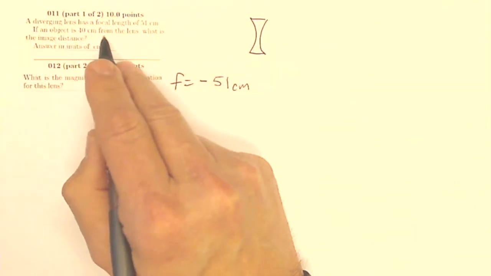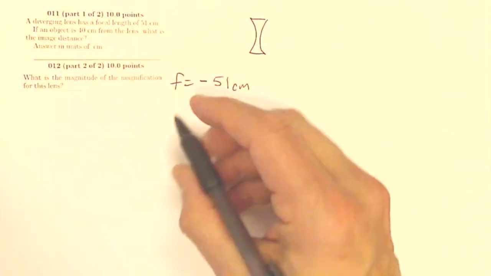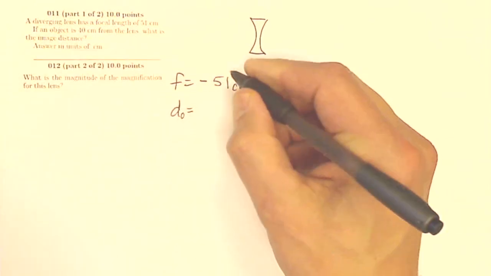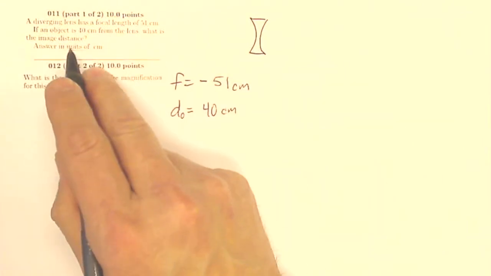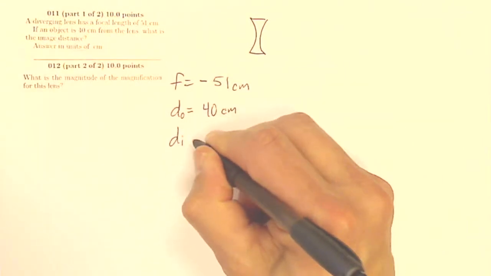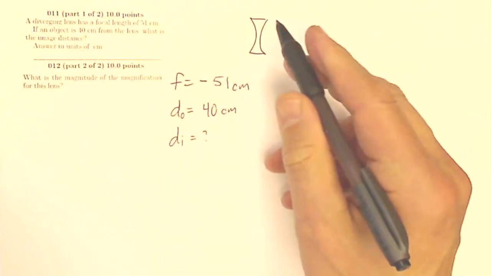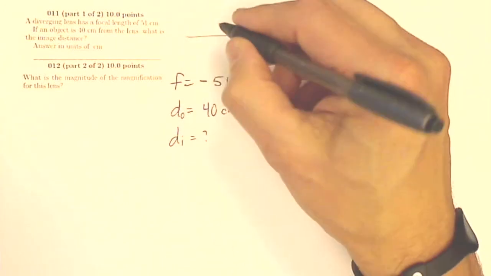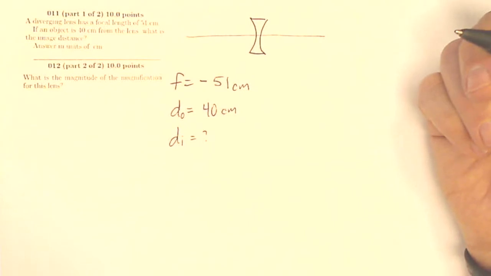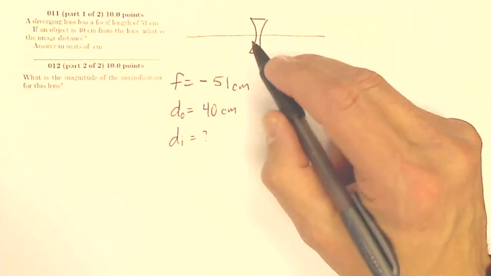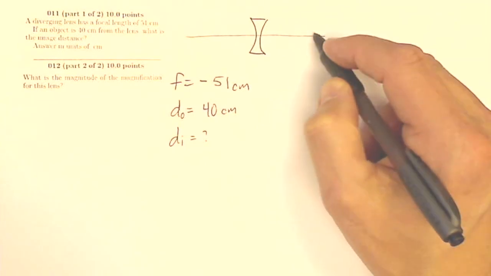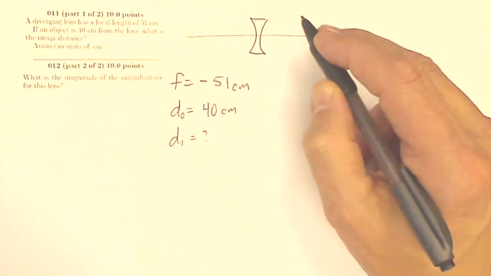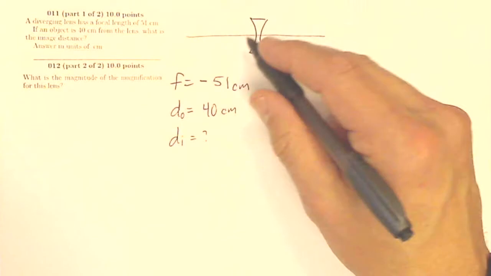If an object is 40 centimeters from the lens, well, object distance, DO, is always positive, so that is 40 centimeters. What is the image distance? So I'm looking for my DI. Now, this type of lens, I should remember, is always going to give me an upright virtual image. A convex lens will give me an image over here if it's a real image, but virtual images are going to wind up on the same side of the lens as the object.